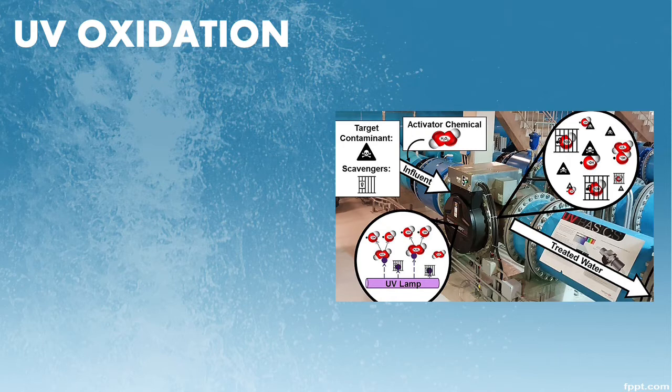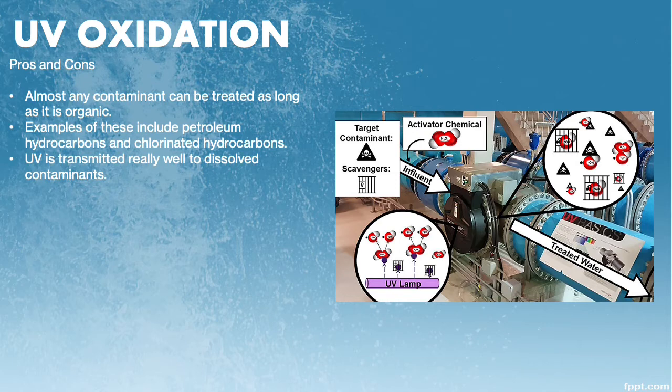So, like any process, this process comes with its own pros and cons. Some of the pros about this process is that almost any contaminant, as long as it is organic, can be treated through UV oxidation. An example of such contaminants would be petroleum hydrocarbons and chlorinated hydrocarbons. And chlorinated hydrocarbons are actually used in industrial solvents and cleaners. So they're pretty nasty, and it's really good that this process has the ability to target chlorinated hydrocarbons because we definitely don't want that in our water.